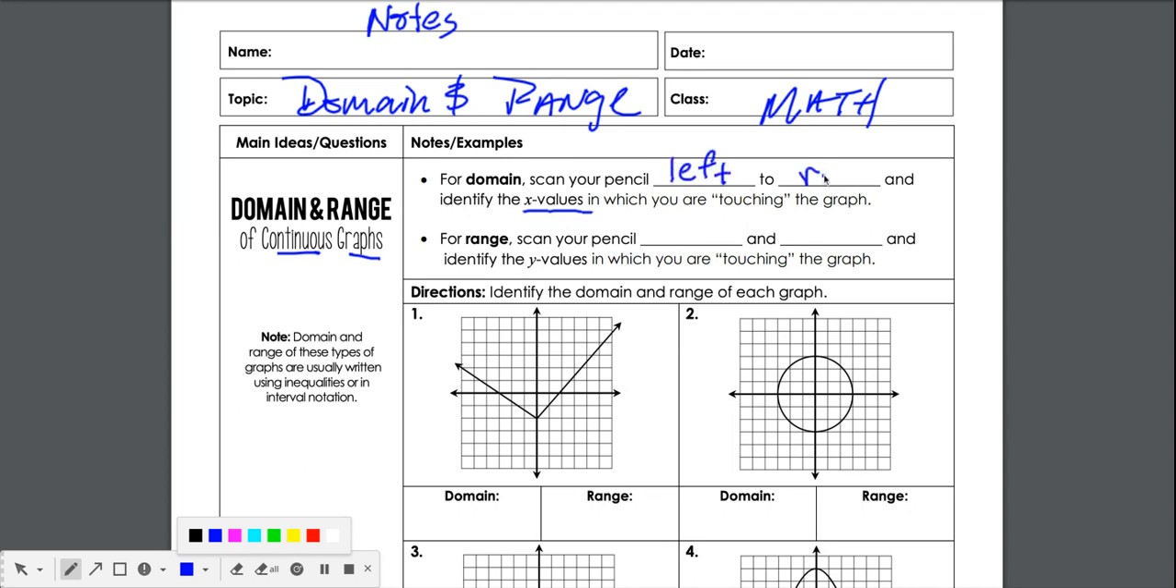Let's scan it with our pencil from left to right and identify the x values in which you are touching the graph. Okay, so in this case right here, I'm thinking about starting from left to right. Here's left and here's right on this graph, and I'm going to go left to right. And my domain, I have to talk about all of the x values that could be represented. Well, there's arrows on the end, right? So because there's arrows on the end, it actually goes from negative infinity on this end, all the way over to infinity on this end. So it's really all of the x values.